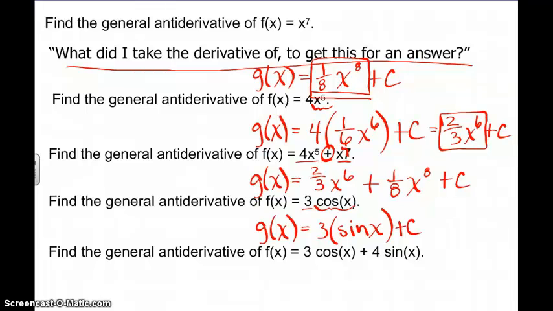So the antiderivative for that function is 3 times the sine of x. And again, there could have been a constant in the antiderivative function that when we took the derivative, the constant differentiated to 0. So let's look down here on this last one.